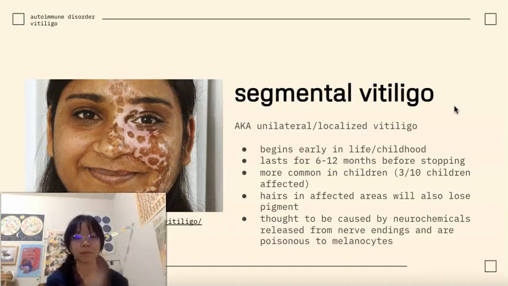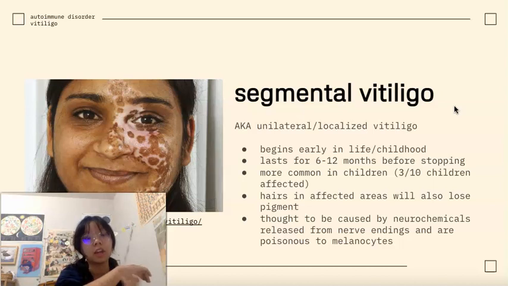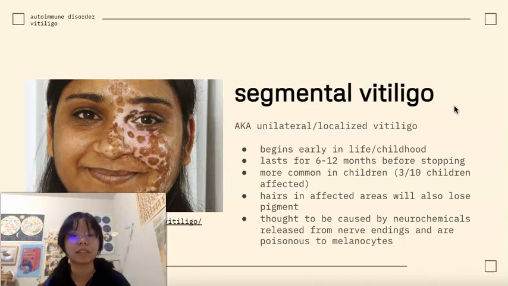Hair in the affected patches of skin with vitiligo that has been turned white will also lose pigment. So for example, if you have segmental vitiligo in your arm and you also have hair in that specific area of your arm, your hair will also turn white. This type of vitiligo is thought to be caused by neurochemicals released from nerve endings that happen to be poisonous to your melanocytes.